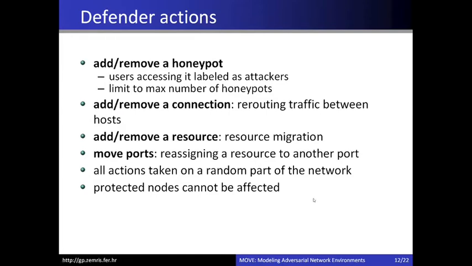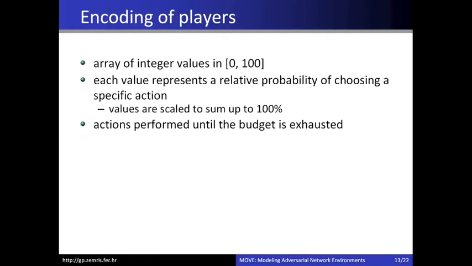All the defender actions are taken on a random part of the network, and of course the subset of protected nodes cannot be affected with his actions. So these are the players, these are their possibilities. How do we optimize their behavior? We need to encode them and then optimize them using evolutionary algorithm.